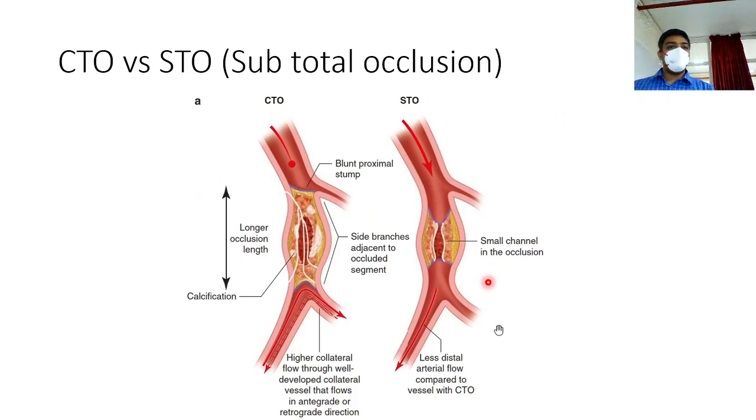So differentiating CTO versus a subtotal occlusion. I told earlier that in a CTO there will be no antegrade flow, there will be collaterals present, whereas in a subtotal there will be faint antegrade flow present, and there will be a small channel that will allow the antegrade flow.